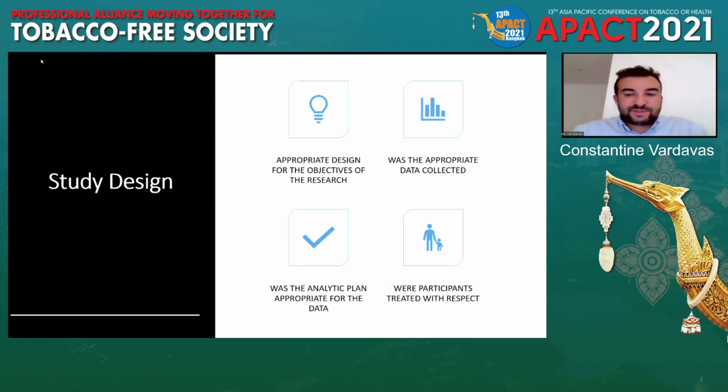And of course, whether participants are treated with respect is also an aspect, in which the editors, in the first check, will ensure that, for instance, there's been ethics approval, and that's a very important point, having very clear ethics approval.